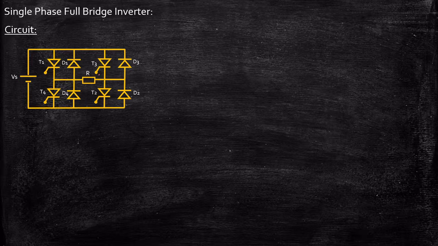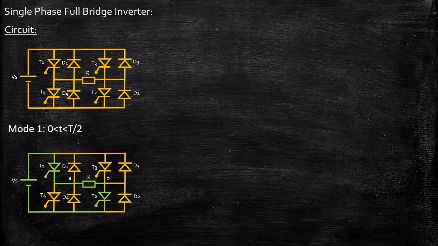Now you might be having a question as how this DC is converted to AC. So let's keep things simple as usual. Like the way we analyze the circuit, let's consider mode 1, that is between 0 and T by 2. Basically, if we consider one full cycle, half of the cycle is what we are going to consider as mode 1.